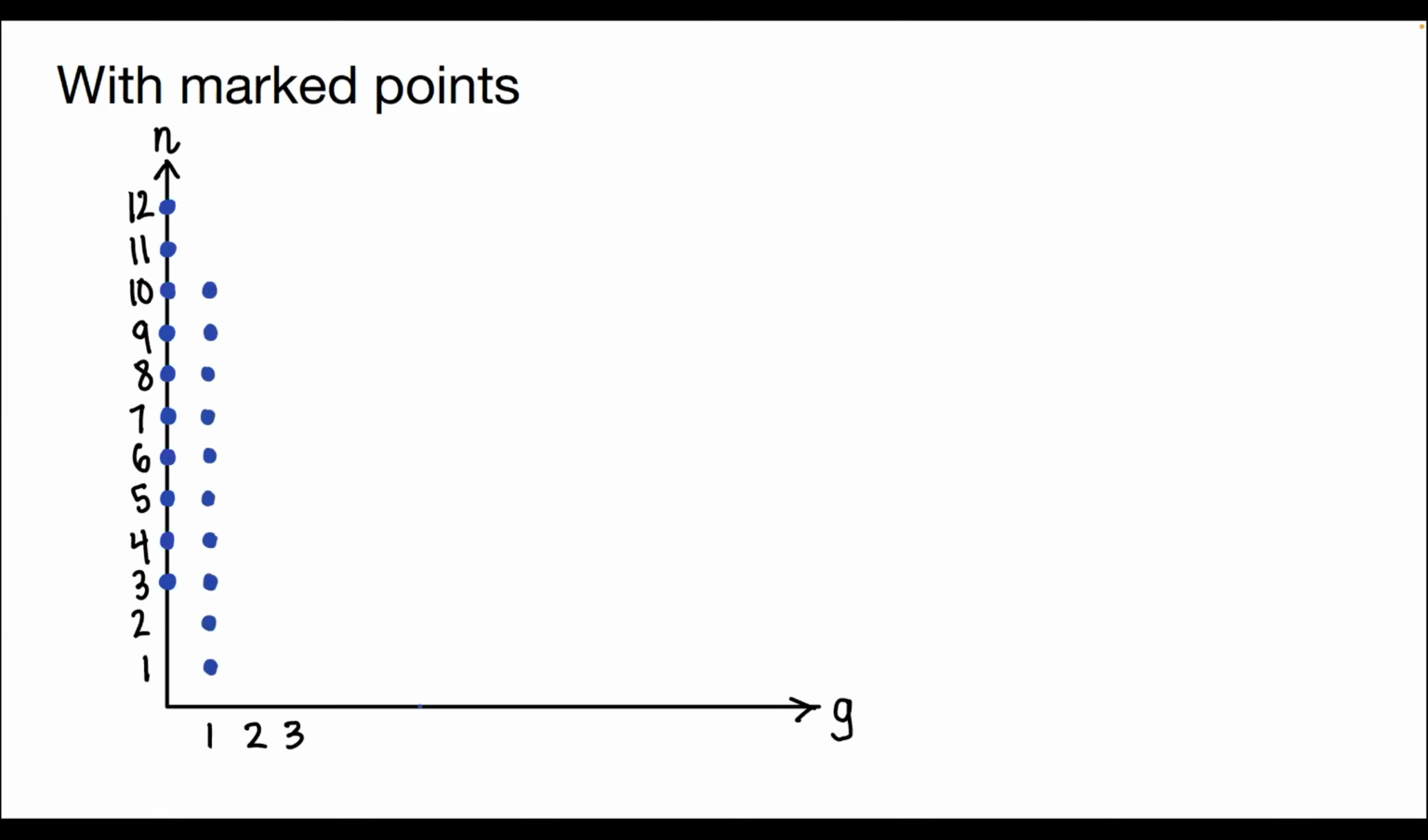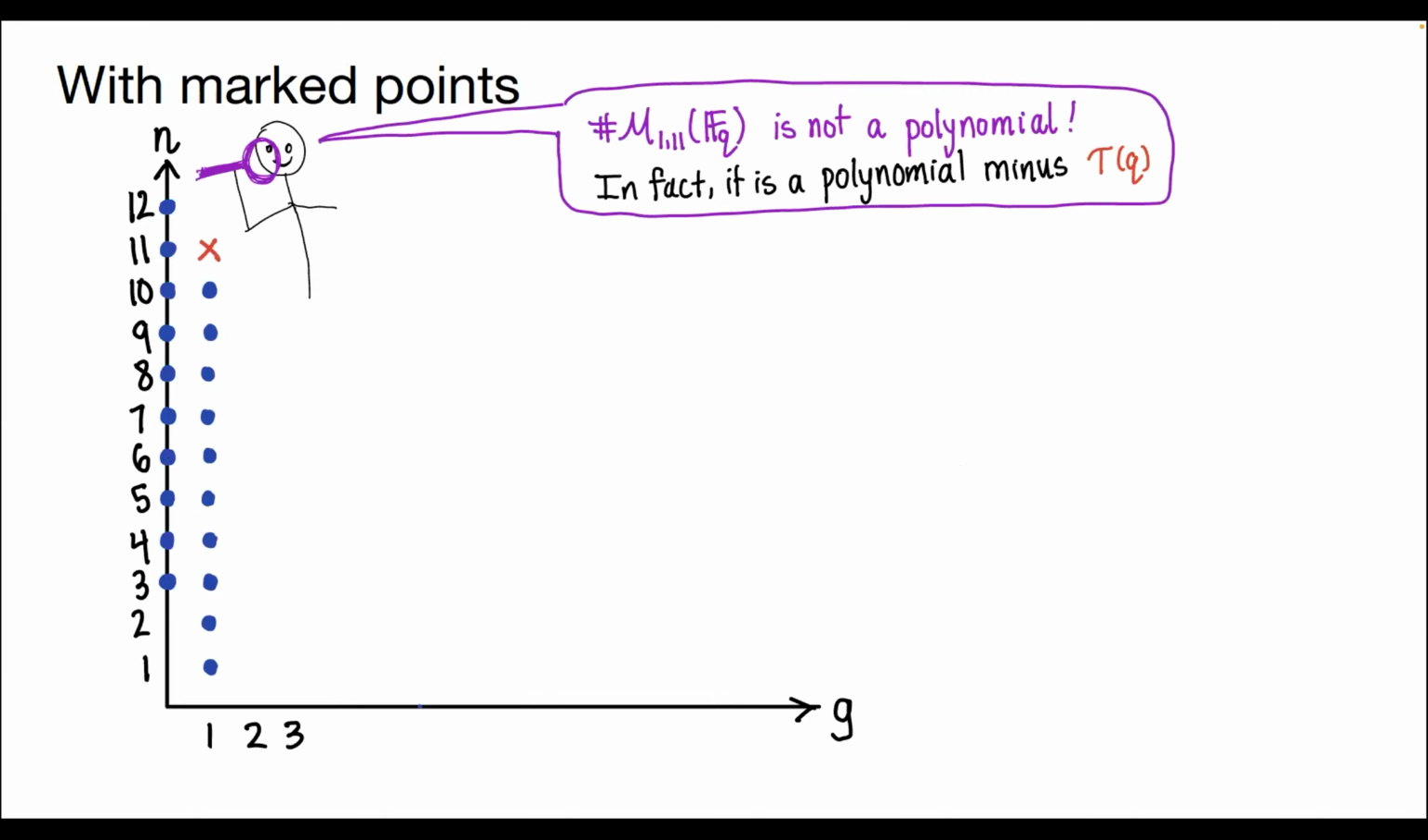Now, the write it down method also works in genus 1 up through 10 markings. But then something interesting happens when we add in the 11th marking. It turns out that the point count of M_{1,11} over F_q is not a polynomial in q. In fact, it is a polynomial minus tau of q, where this is the Ramanujan tau function, the qth Fourier coefficient of the weight 12 cusp form for SL2(Z).